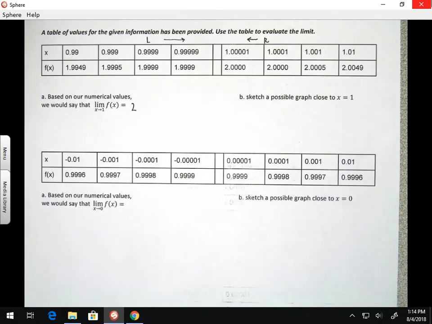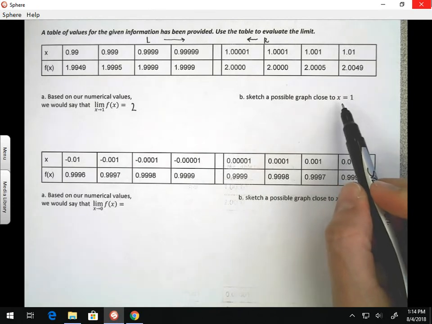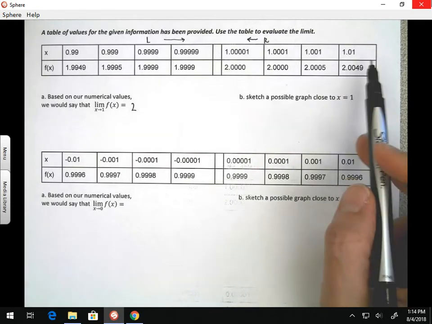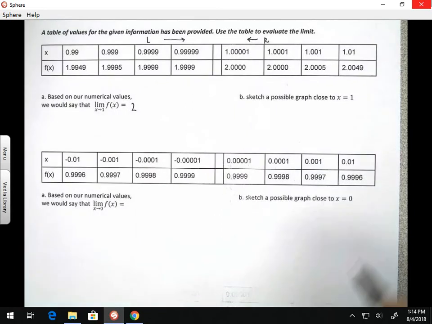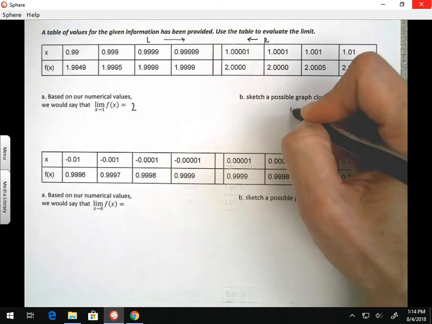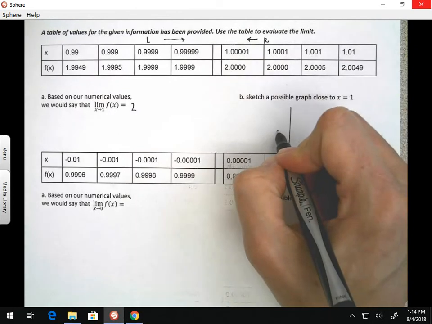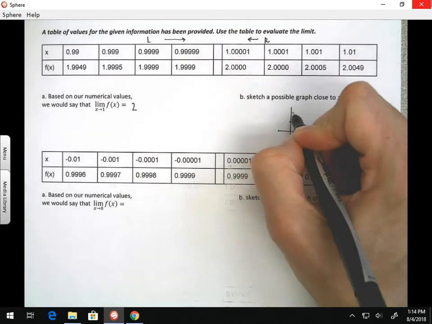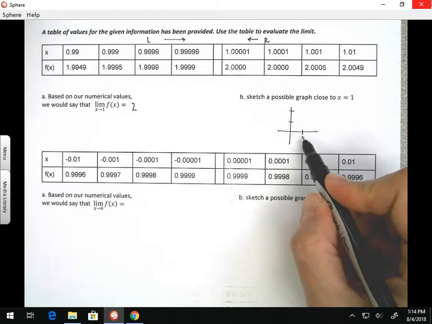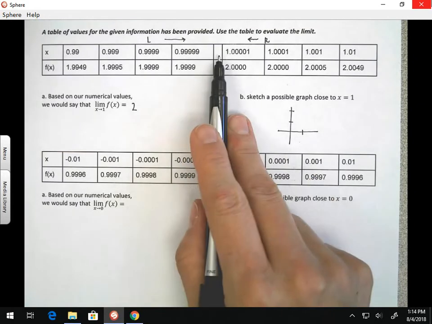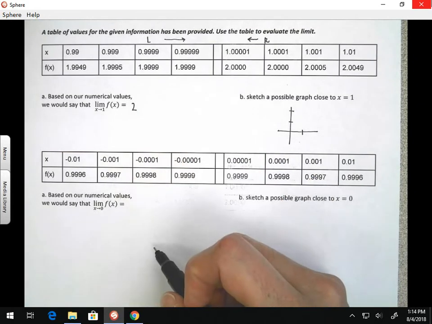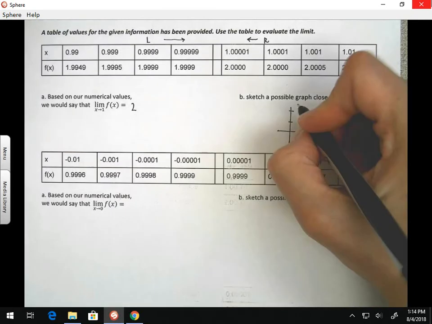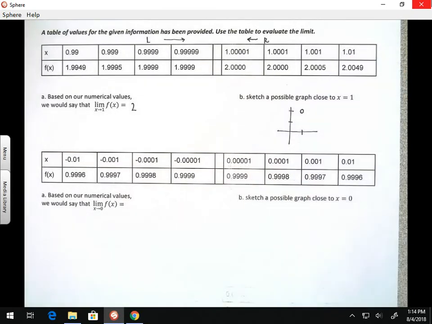Now, it says sketch a possible graph close to x equals 1. Now, the reason we say close to x equals 1 is because we don't know anything about the graph beyond these values in the table. So what we need to show here is just a very small section of the graph. So we're approaching 1, and I know my values are around 2. Now, I don't know what's happening at x equals 1 because they haven't actually told us the function value there. So we may know that value and we may not. So for right now, I'm just going to put an open circle there.